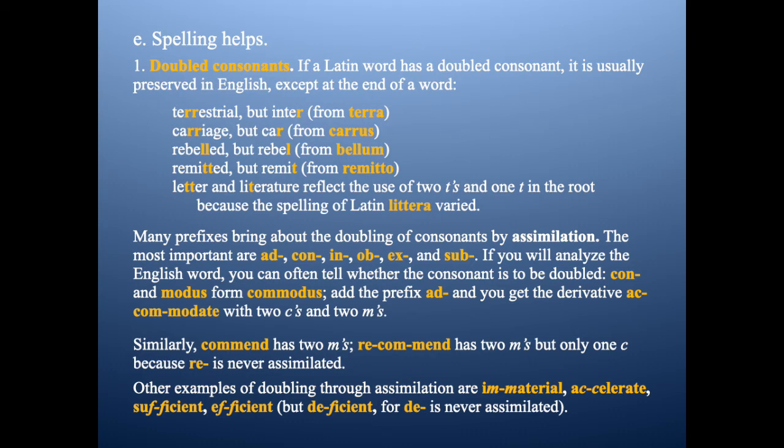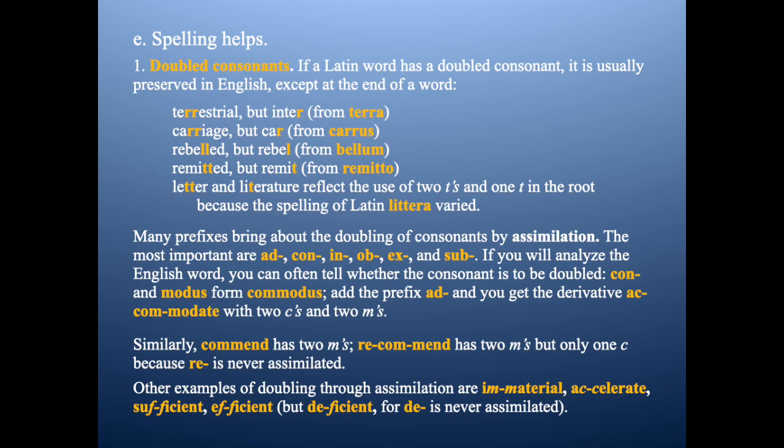So we have ad, con, in, ob, ex, and sub, which are the most common prefixes that we have that end in a consonant. So if we start analyzing English words, you can tell, and Latin students know, whether a consonant is to be doubled or not. We have con added to modus.